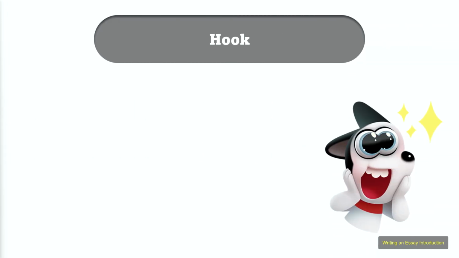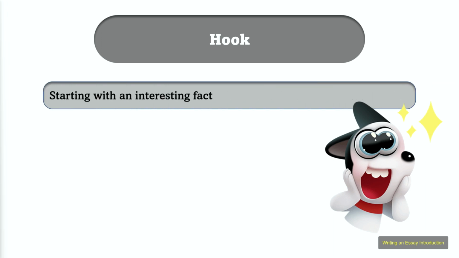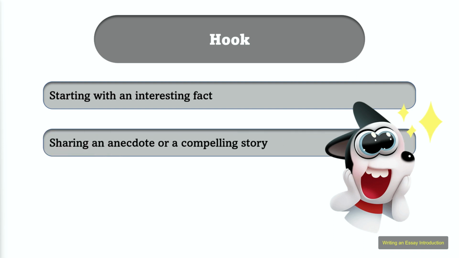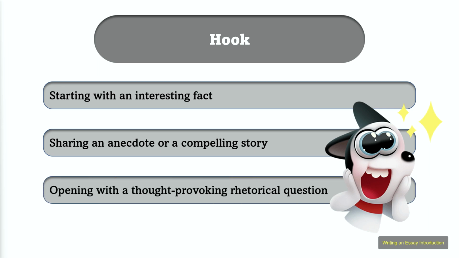To create a hook, experts recommend starting with an interesting fact or idea or a puzzling or intriguing example from the sources. Sharing an anecdote or a compelling story if you were able to find one in your sources. Opening with a thought-provoking rhetorical question. A question you ask for drama or impact or to make a point, not a question for which you expect to get a genuine answer.